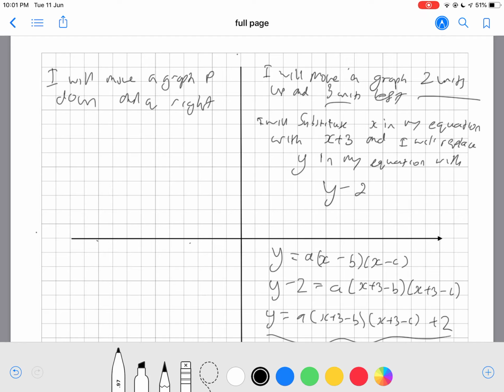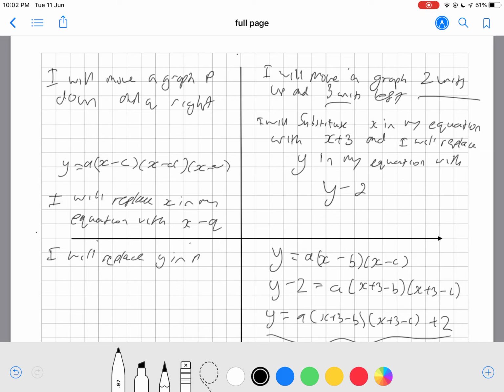So for example, we have our equation. We'll just say y equals a, x minus c, x minus d, x minus e, okay? So we'll be substituting, so we'll communicate to our marker, okay? I will replace x in my equation with, okay, so you're moving q units right. Because you're moving it right, you're moving a positive, but negative and a positive make a negative, okay? So I'll be replacing x in my equation with x minus q.